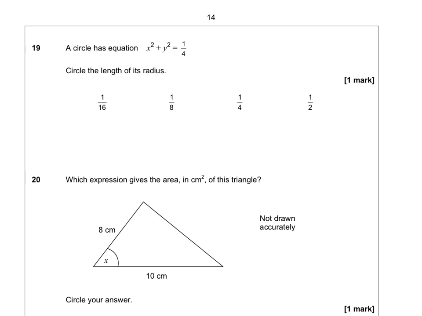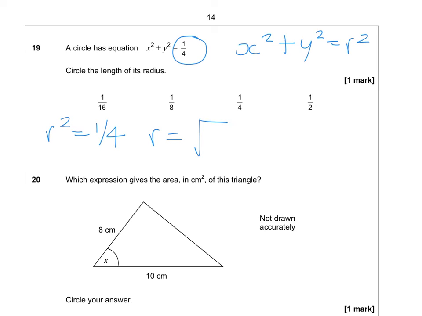Question 19. A circle has equation x squared plus y squared equals a quarter. Circle the length of its radius. The equation of a circle always has the form x squared plus y squared is equal to r squared. So this number here is the square of the radius. If r squared equals 1/4, r is equal to the square root of 1/4, which can be written as the square root of 1 over the square root of 4, which is 1/2.